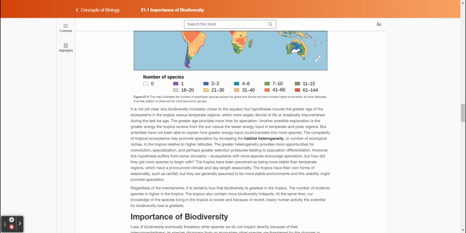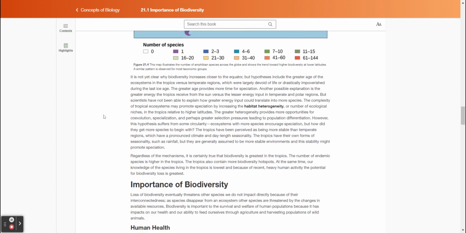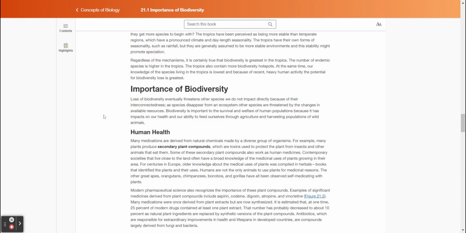The tropics have been perceived as being more stable than temperate regions, which have a pronounced climate and day length seasonality. The tropics have their own forms of seasonality, such as rainfall, but they are generally assumed to be more stable environments, and this stability might promote speciation. Regardless of the mechanisms, it is certainly true that biodiversity is greatest in the tropics. The number of endemic species is higher in the tropics. The tropics also contain more biodiversity hotspots. At the same time, our knowledge of the species living in the tropics is lowest, and because of recent heavy human activity, the potential for biodiversity loss is greatest.